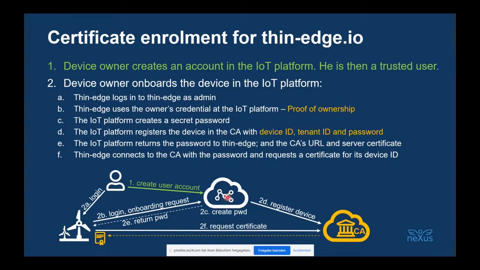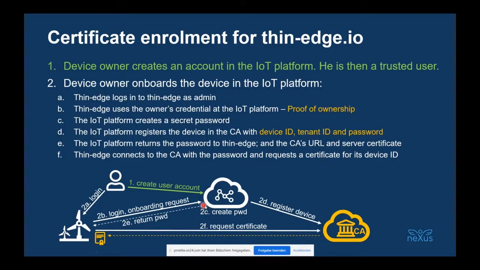Now, what happens is that the platform will create a password and register the device in the certificate authority. It registers the device ID, the device unique name, the password, and also the tenant ID of the user. So with that, the CA got to know about the device and knows, okay, I can trust this device if it comes to me and would like to have a certificate.